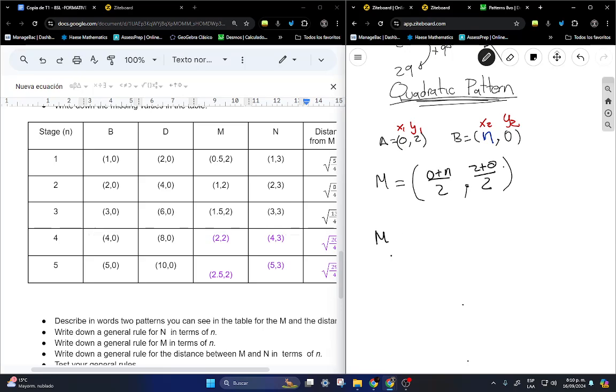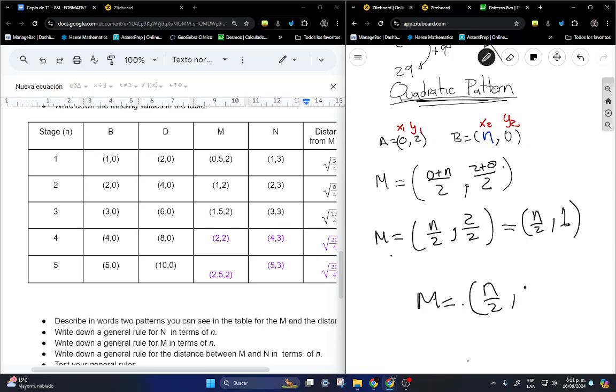Okay, but that's not the simplest version of that general rule. We can simplify even further, because what is 0 plus n? It's just n. And what is 2 plus 0? Just 2. So it becomes n over 2, comma, 2 over 2. But this can be simplified more. N over 2 can stay the same. You cannot do anything to this. But 2 over 2 is just 1. So this is the general rule for M. M is n over 2, comma 1 as a coordinate. This is the general rule for M.